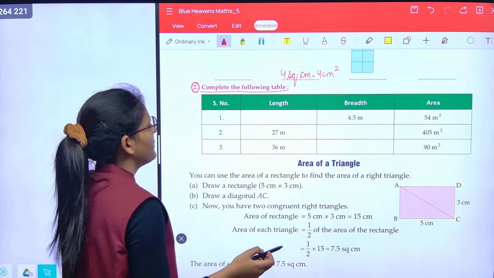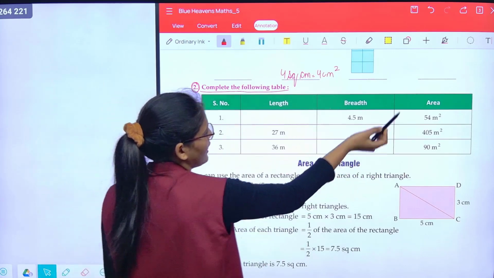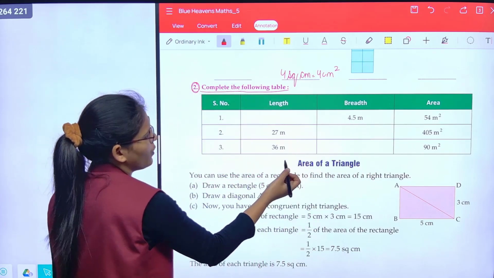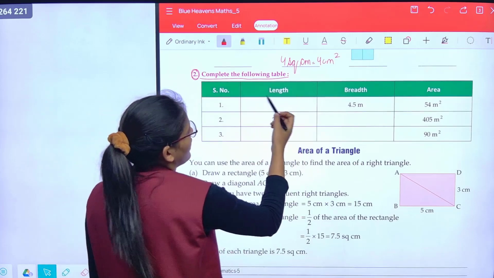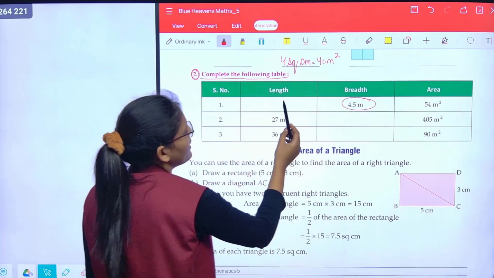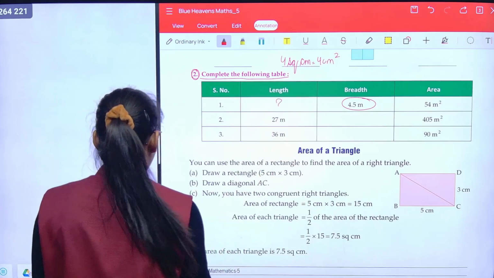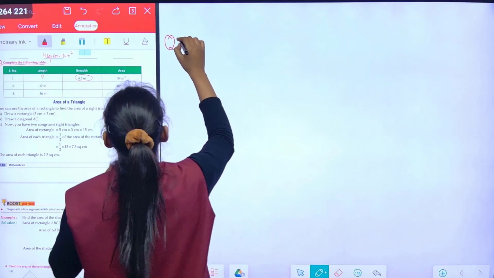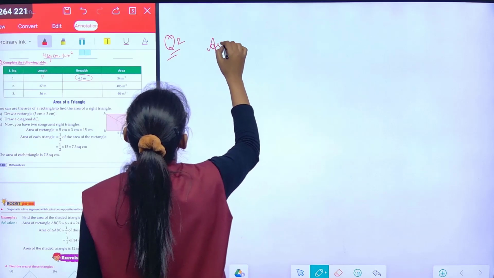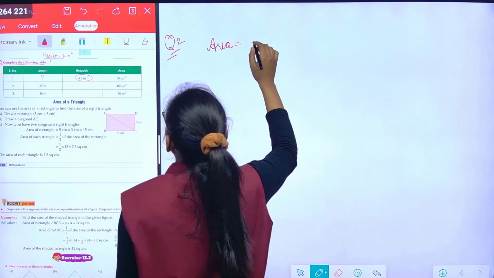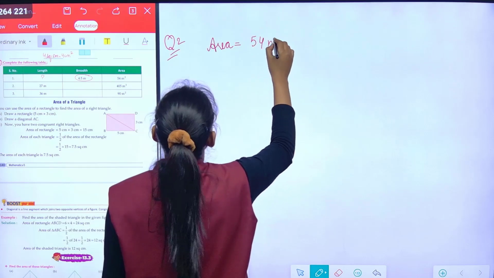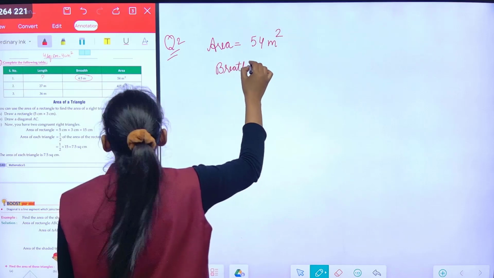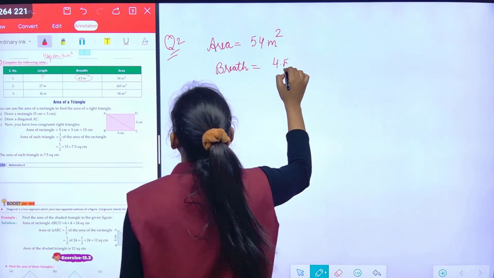Now class, come on question number 2. Complete the following table. Now class, length, breadth and area. So class, here area is given and breadth is given. So what do we have to find here? Area is given and breadth is given, so we have to find the length. Okay class, see question number 2: area is 54 meter square and breadth is equal to 4.5 meter.